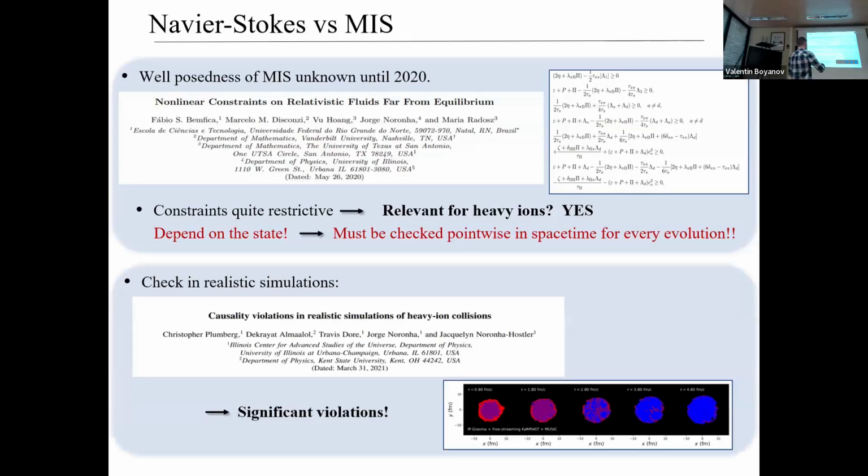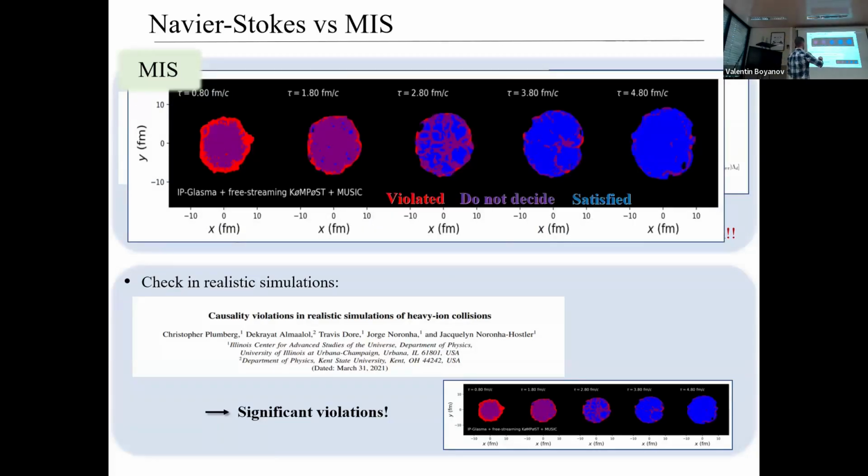And again, Noronha and collaborators checked these inequalities in a realistic evolution of a heavy ion collision, finding there are significant violations. Let me make this bigger. So we see here that there are cells. We can check these inequalities point-wise in space-time, so we can check at which points they are violated, satisfied, or the inequalities do not decide. There are significant regions in which they are violated, or the system does not decide.